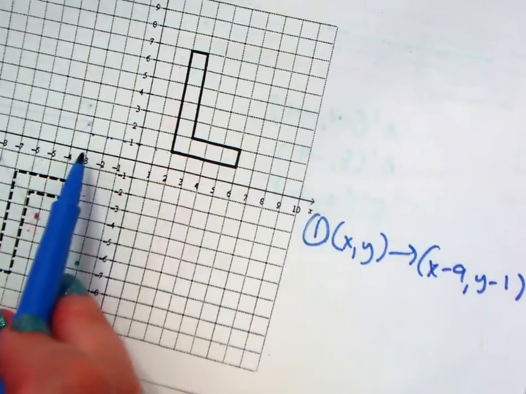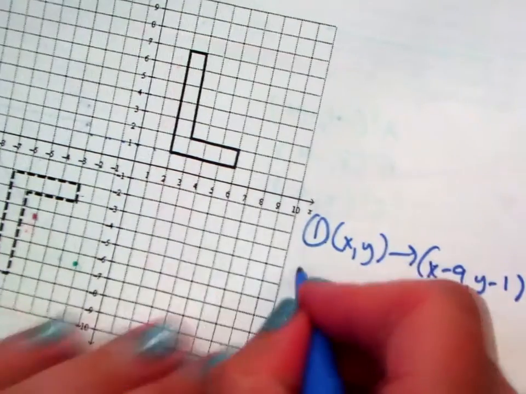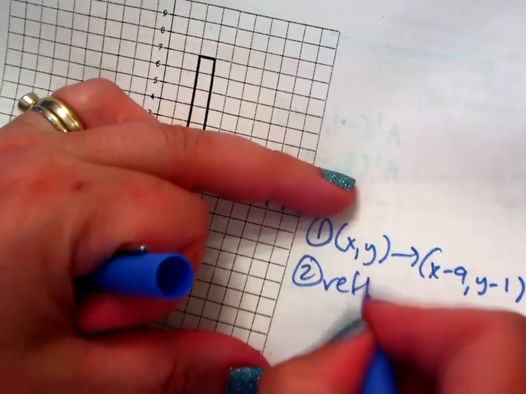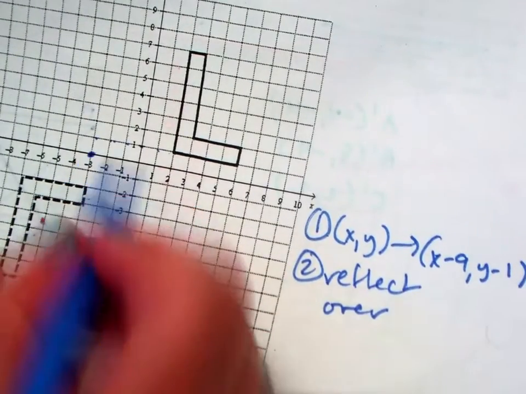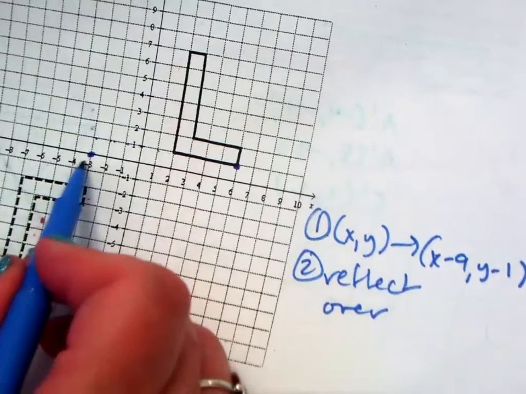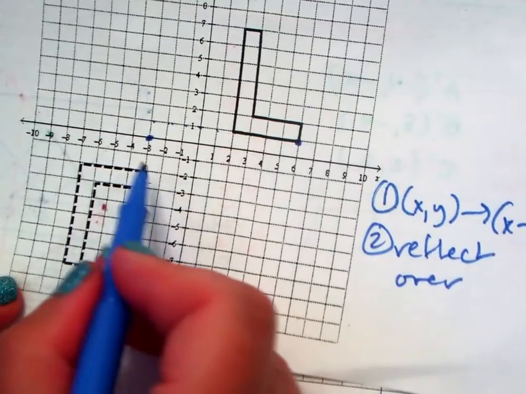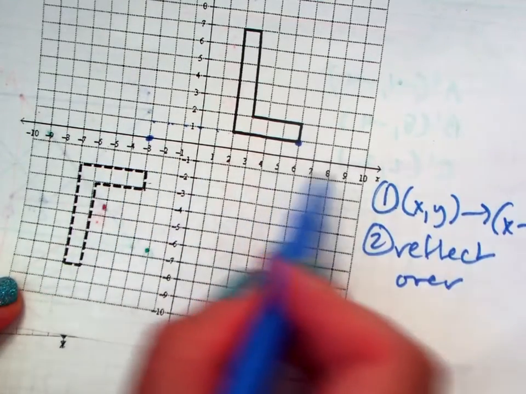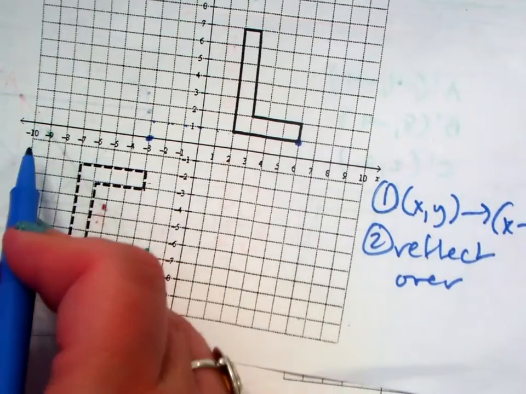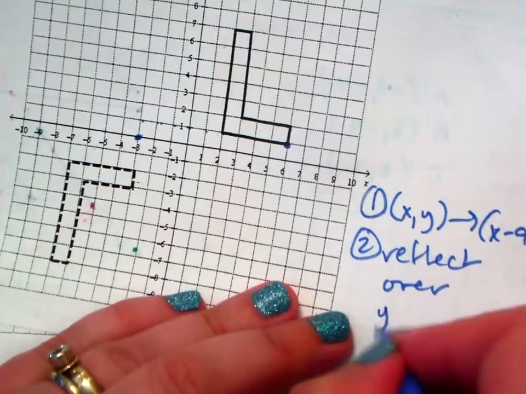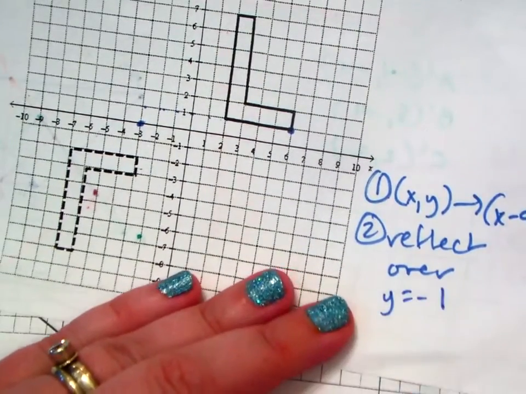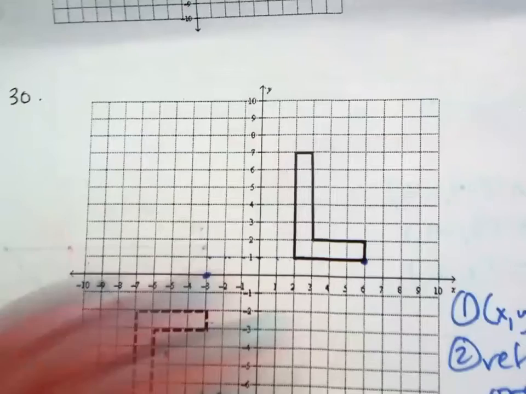Okay, now you could have done something different and it would work. And then I'm going to reflect over, in this case, so I would have had it right here. Like, this point would go right over here. So mine is going to have to reflect over this line here, y equals negative 1. Okay? All right. That's the end of that.